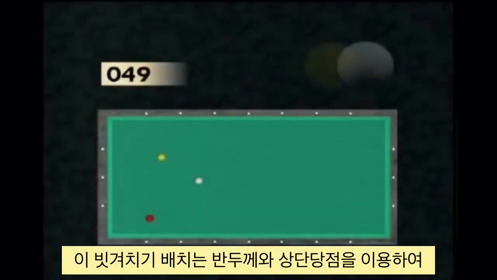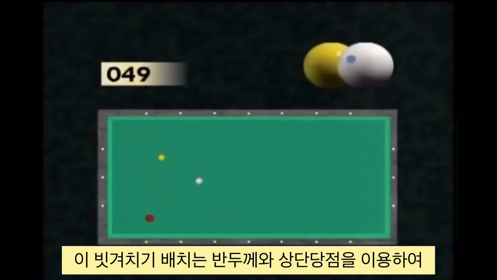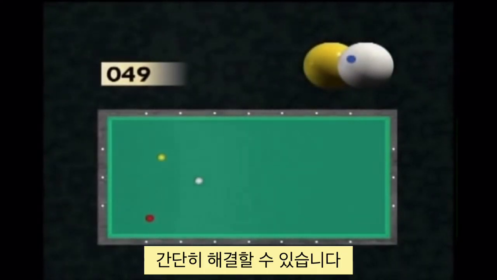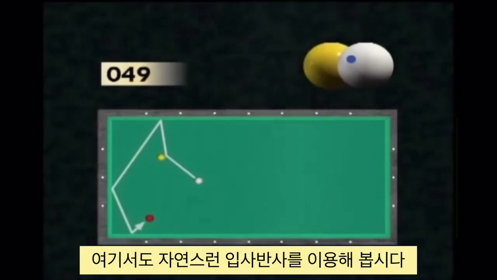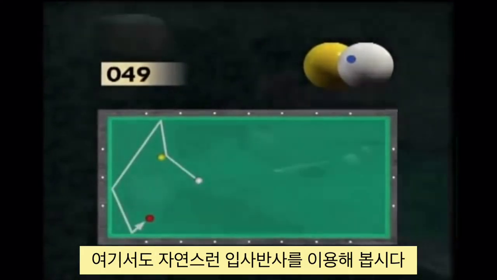This cut shot is played simply by hitting the target ball at about one half, by hitting above the center of the cue ball. Here again, we find the principle of the natural reflection.